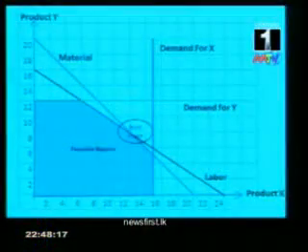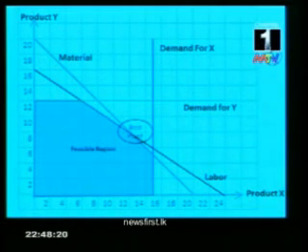Now let's see the same graph. If we do have a contract constraint, what happens to the feasible region? Let's look at the slide. The same graph. Now I have taken the requirement for the contract out.